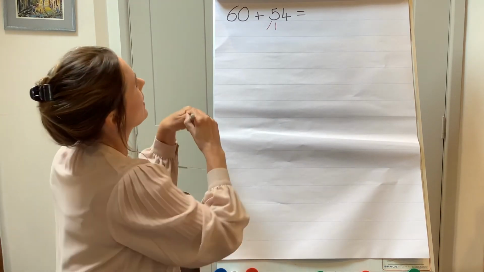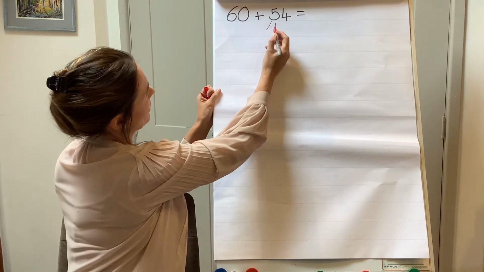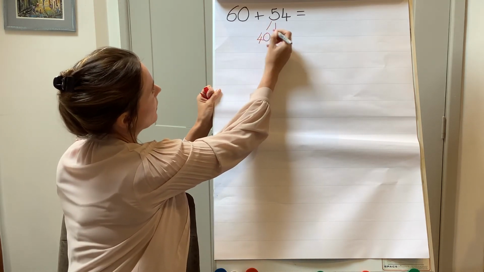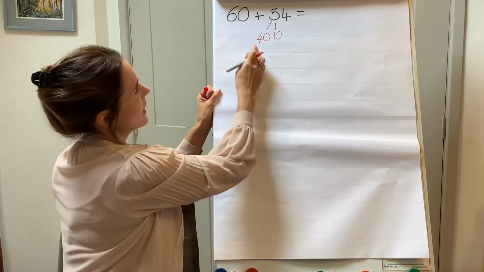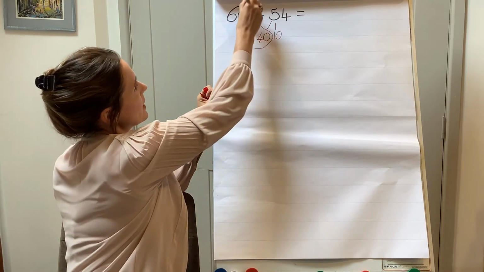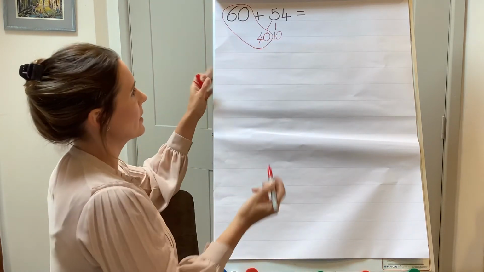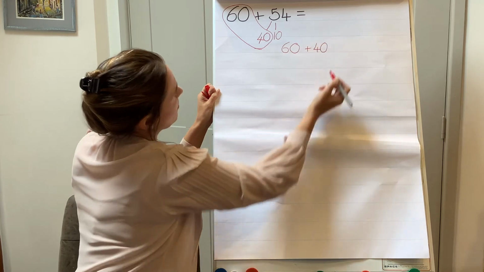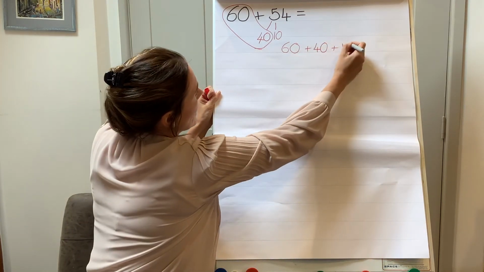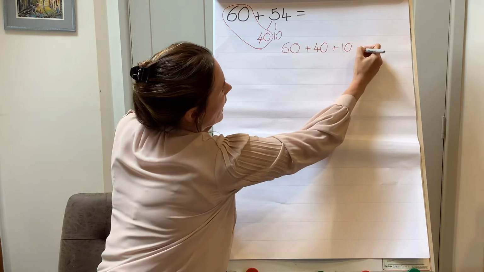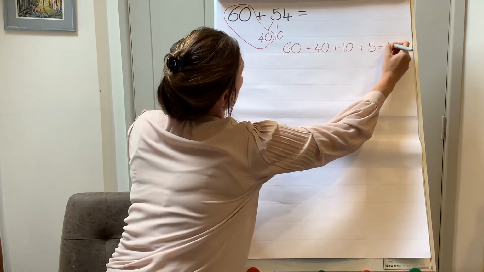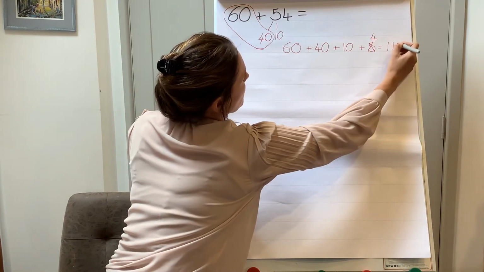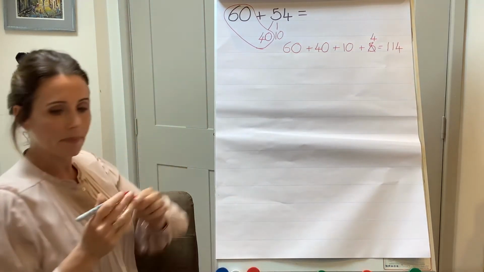Okay, so 60 add 54. So 50 can be broken up, partitioned into 40 and 10, because 6 and 4 makes 10, so 60 and 40 makes 100. So we've got 60 add 40 makes 100, add on our 10, 110, add on 4 is 114.